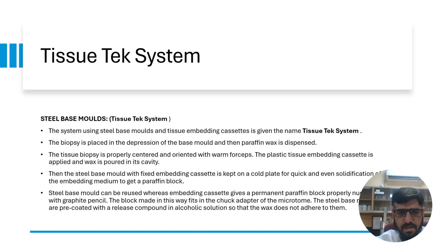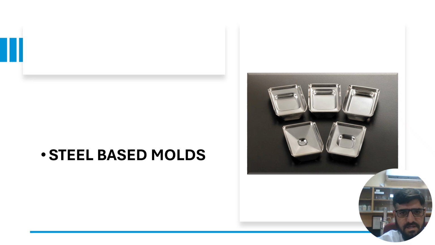Steel-based molds can be reused, whereas the embedding cassette gives a permanent paraffin block properly numbered with graphite pencil. The block made in this way fits in the chuck adapter of the microtome. The steel-based molds are pre-coated with release compound in alcoholic solution so that wax doesn't adhere to them. These are various sizes of the steel-based molds depicted in this figure.